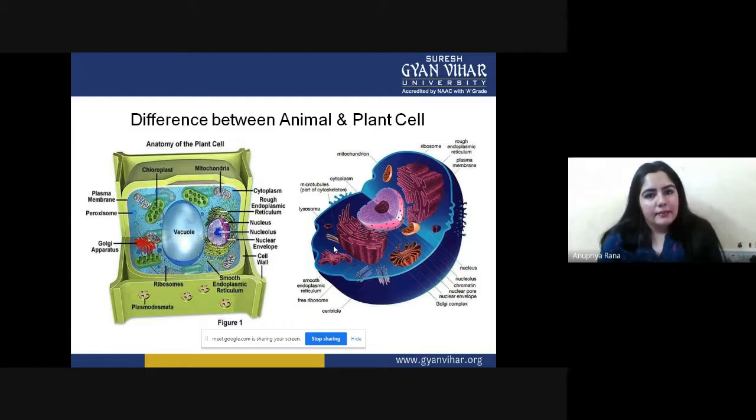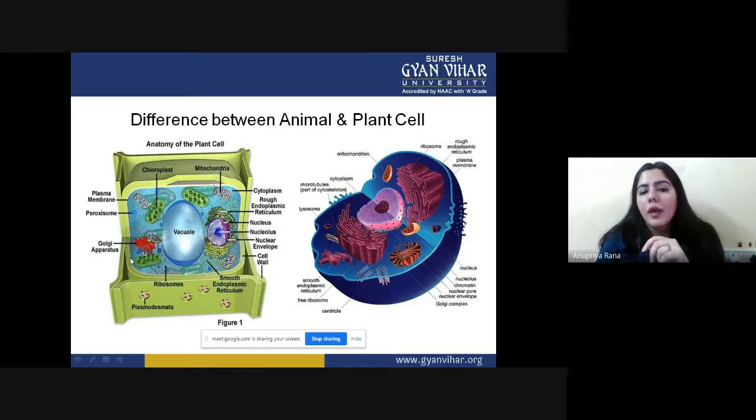Now you can see there are many differences between the animal cell and plant cell. I will summarize it for you. The very first difference is that plant cells have a cell wall, and animal cells do not have a cell wall. Secondly, the plant cell has a large vacuole. Animal cells do not have any large vacuole. Thirdly, plant cells have chloroplasts in them.